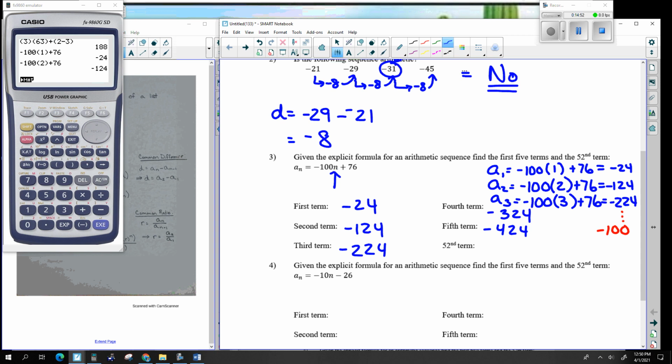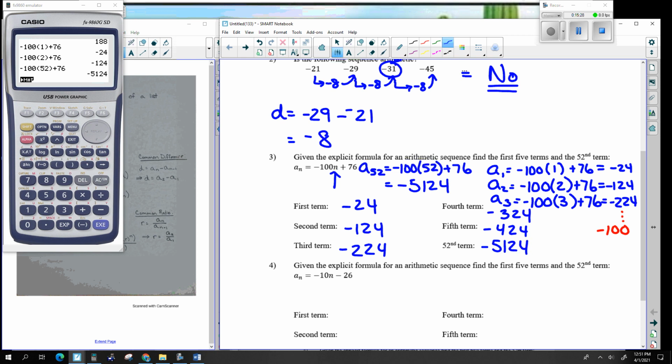Now the 52nd number, you may want to go back to the formula and use the formula just one more time. So the 52nd number, I'll do it right here front and center, is negative 100, and I'm looking for the 52nd number. There you go.